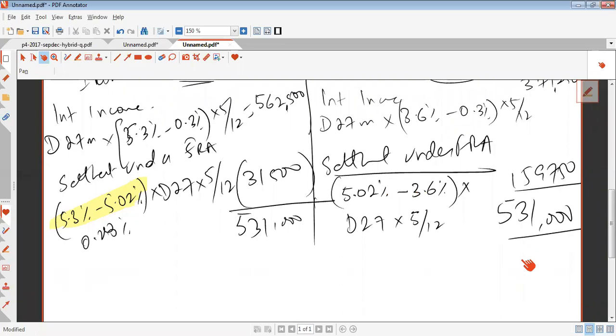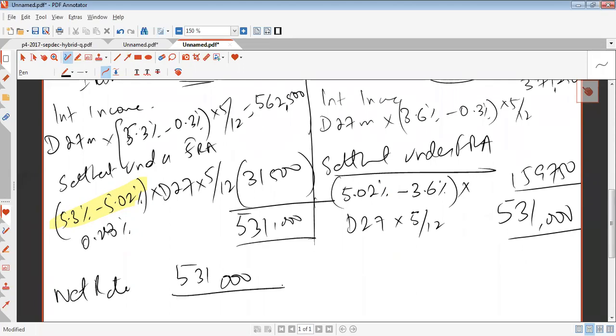Now, let me explain something to you. If I try to calculate what this 531,000 is, I'm going to calculate a net rate achieved. You divide this 531,000 by 27 million dinar, multiplied by 12 divided by 5. Why? Because I want to annualize this rate. So if I need to annualize this rate, how much am I going to get? It's 531,000 divided by 27 million multiplied by 12 divided by 5.